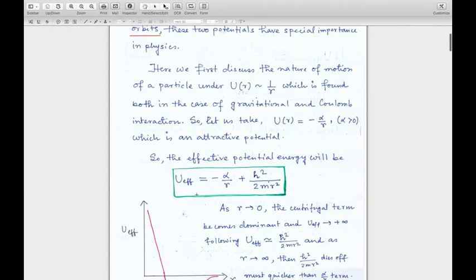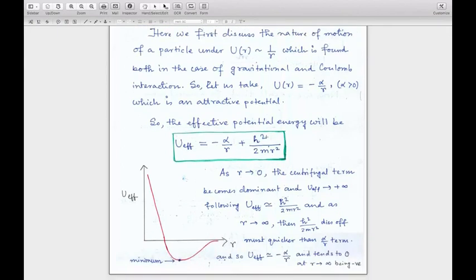So U effective, where U effective is the effective potential energy, is nothing but minus alpha by r plus h square by 2mr square, where h is the conserved angular momentum's magnitude, which is equal to mr square phi dot, as you can remember, and alpha is the constant of proportionality. So this part is negative in nature while this part is positive in nature, right? And this is known as the centrifugal potential energy, if you remember.